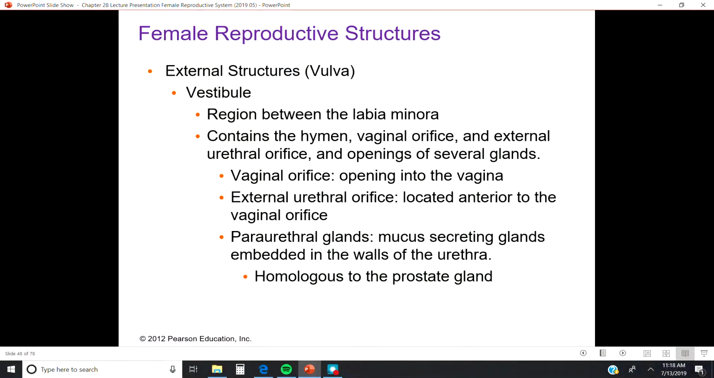Now, there are some glands that actually open up into the urethra, the very distal part of the urethra. They're homologous to the male prostate gland, and they will put a little bit of fluid, a mucus type of fluid, into the opening of the urethra, the distal part of the urethra.